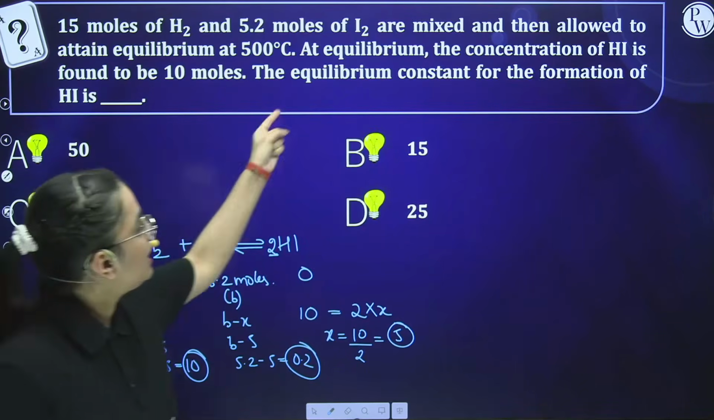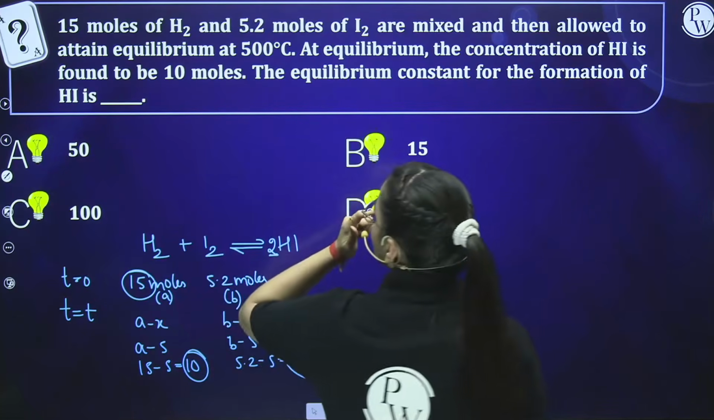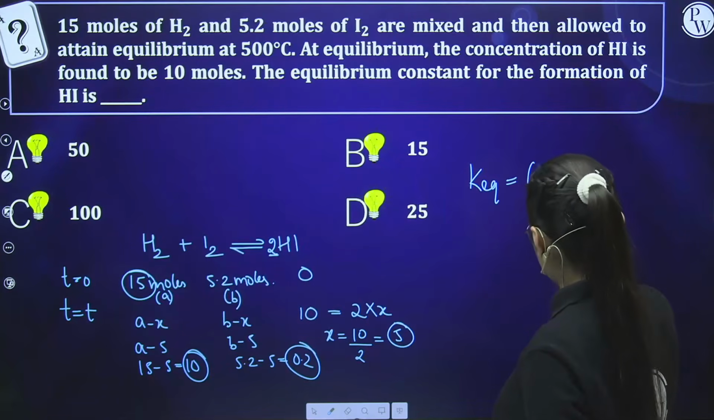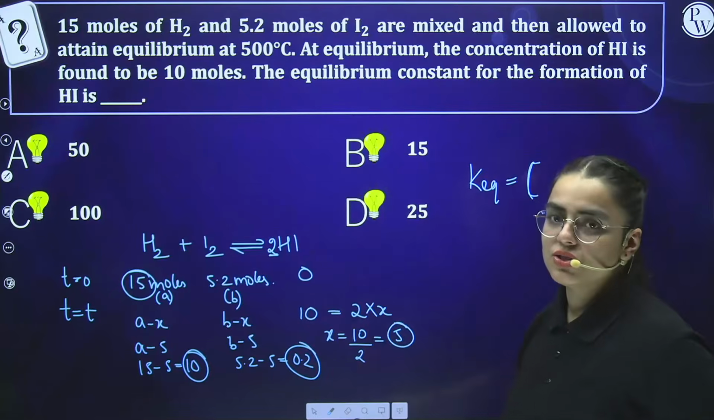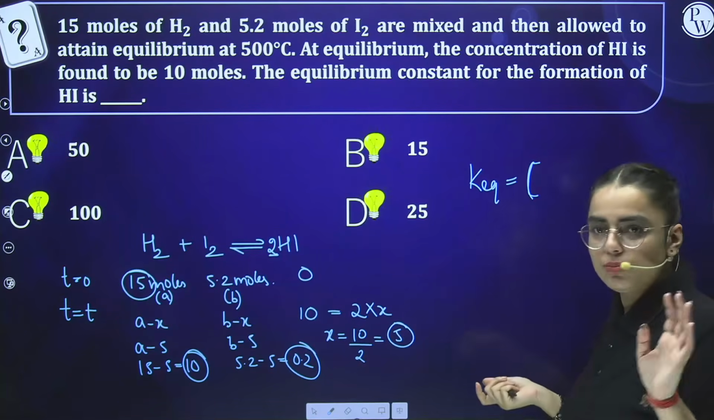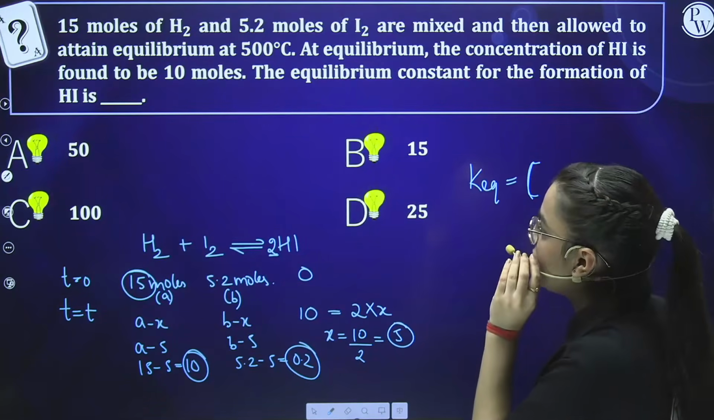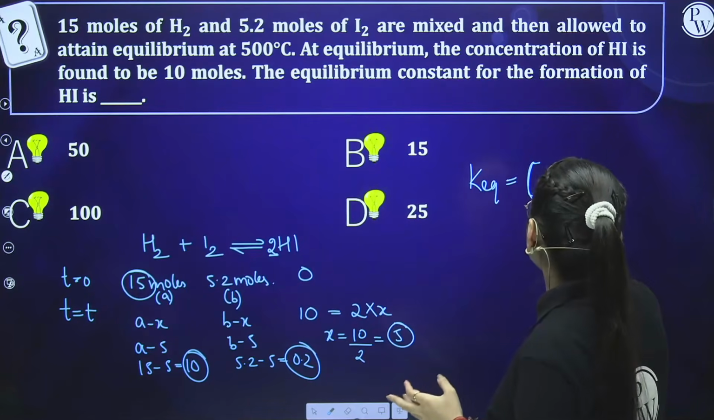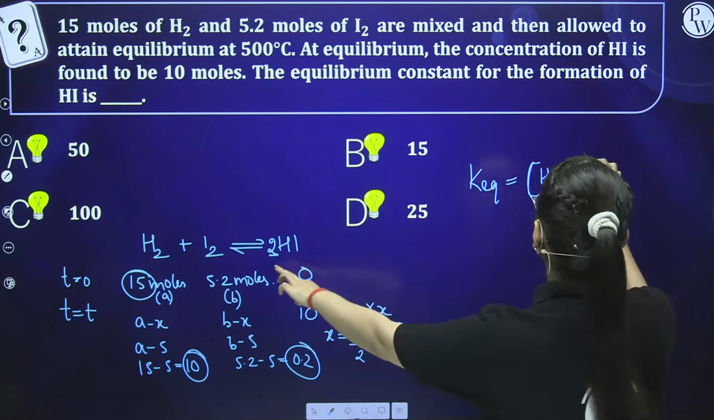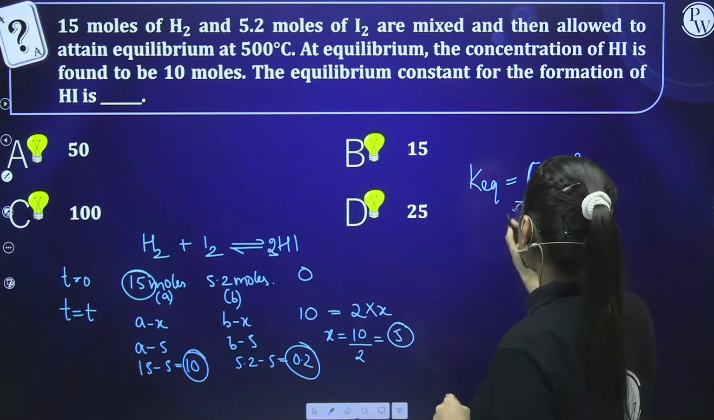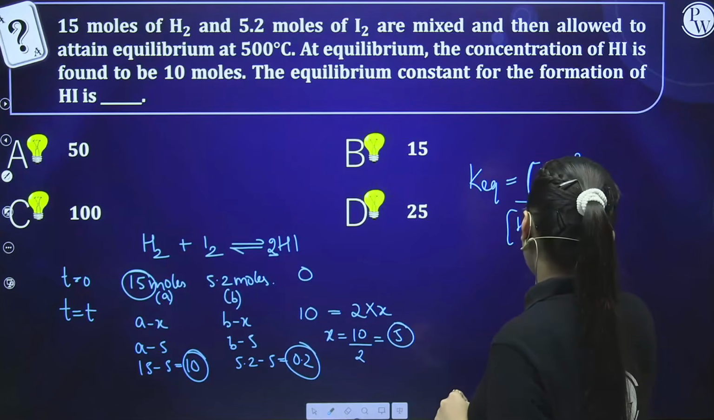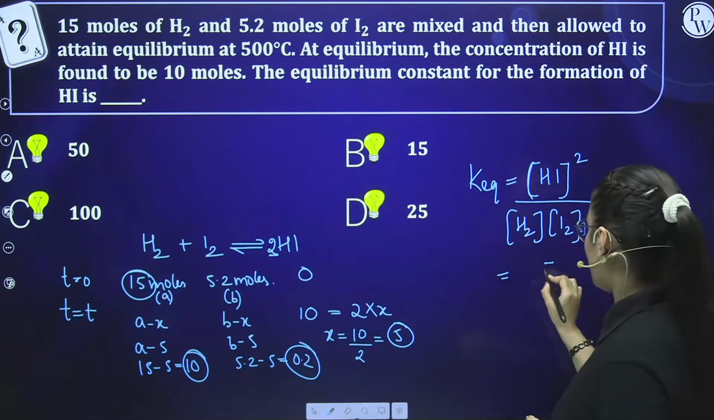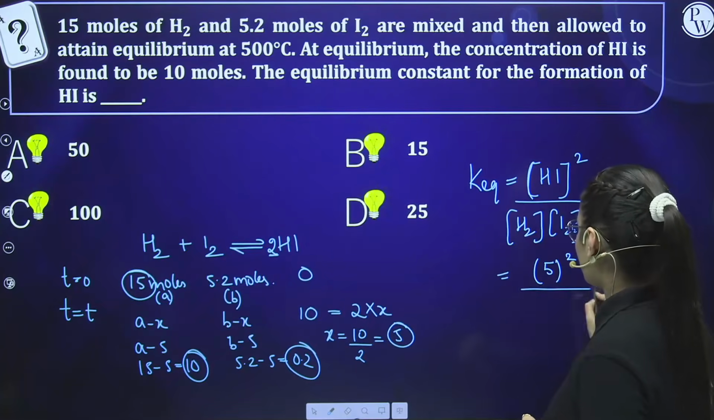They ask you about the equilibrium constant for the formation of HI. Equilibrium constant was very simple. See, when volume is constant, when volume is the same, no need to take volume, right? When nothing is given to you, you have to take the volume as 1 only. So now you have the concentration of HI, power 2 will come because it is balanced. And here H2 will come, I2 will come, power is 1, 1.